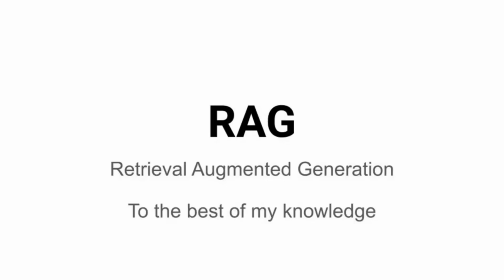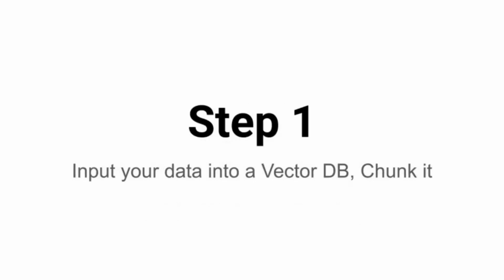So RAG, or retrieval augmented generation, why do we want to do this? We want an LLM to answer on custom data, and we want to reduce hallucinations. So we can basically feed it our private custom data and have it answer on that. For step one, you want to input your data into a vector database and chunk it. So for that, we have to create embeddings based on semantic meaning.